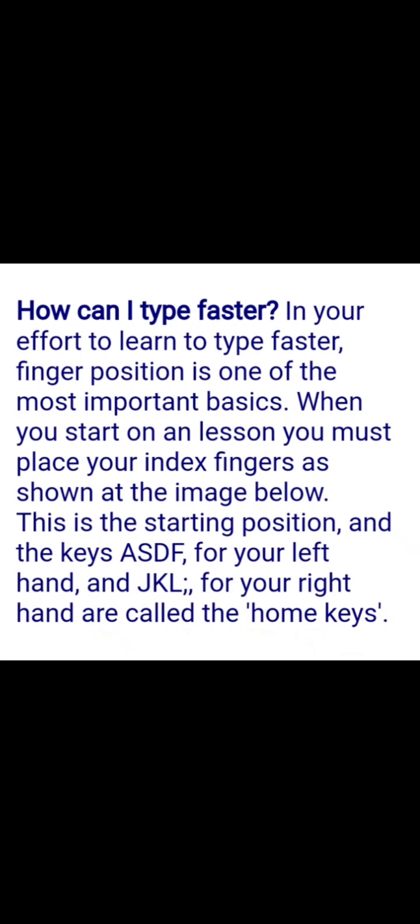So these are known as home keys for typing. Generally you find one home key on the keyboard, but for typing they are the home keys. That is, for your left hand you will find A, S, D, F, and for your right hand you will find J, K, L and dot. Again look at the image. Put your index fingers on the F and J keys.